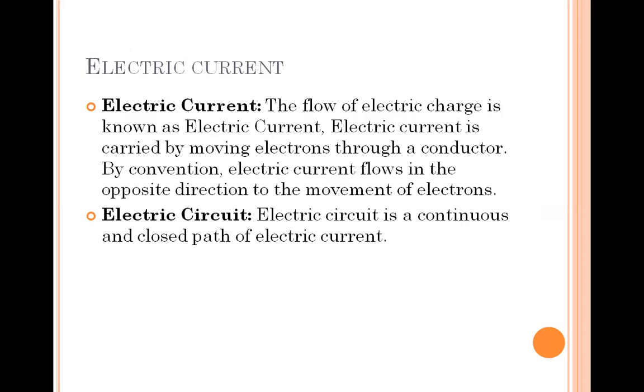So what do you mean by electric circuit? An electric circuit is a path through which electric current flows. Basically, electric current is the flow of electrons in a conductor, and the path through which this current flows, which is always continuous and closed, is called an electric circuit.